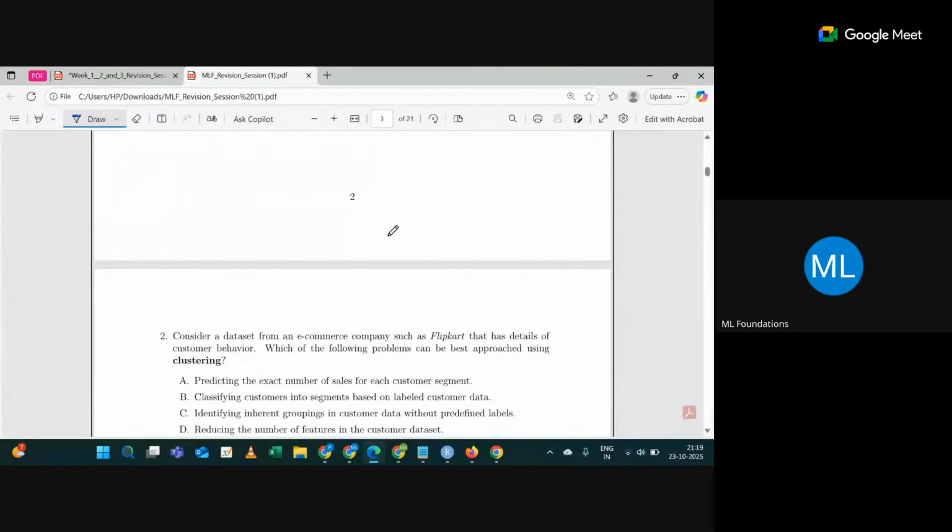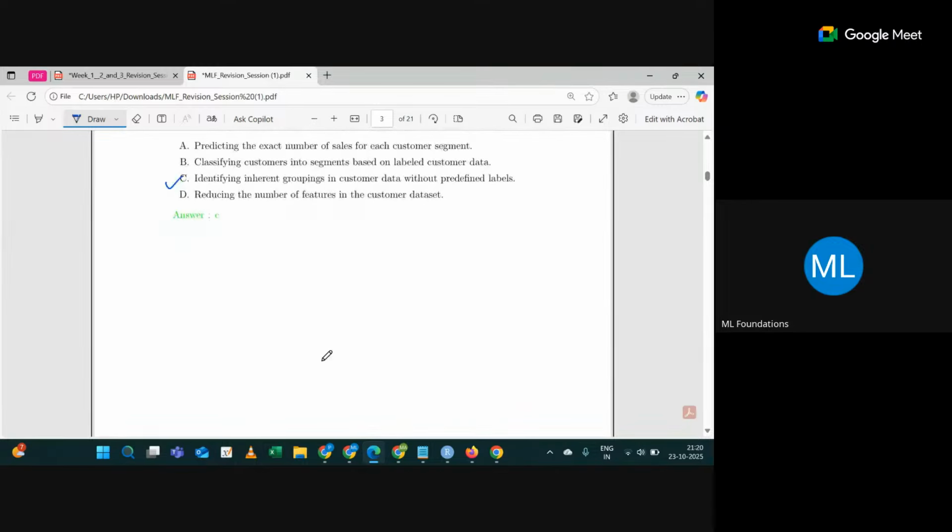Now, this is the situation. Consider a data set from an e-commerce company such as, let's say, Flipkart, that has details of customer behavior. Which of the following problems can be best approached using clustering? C, identifying inherent groupings. Okay, why is C correct? Clustering is unsupervised learning. It uses data without predefined labels. Correct. Everyone is okay with C? Yes. All right, great.